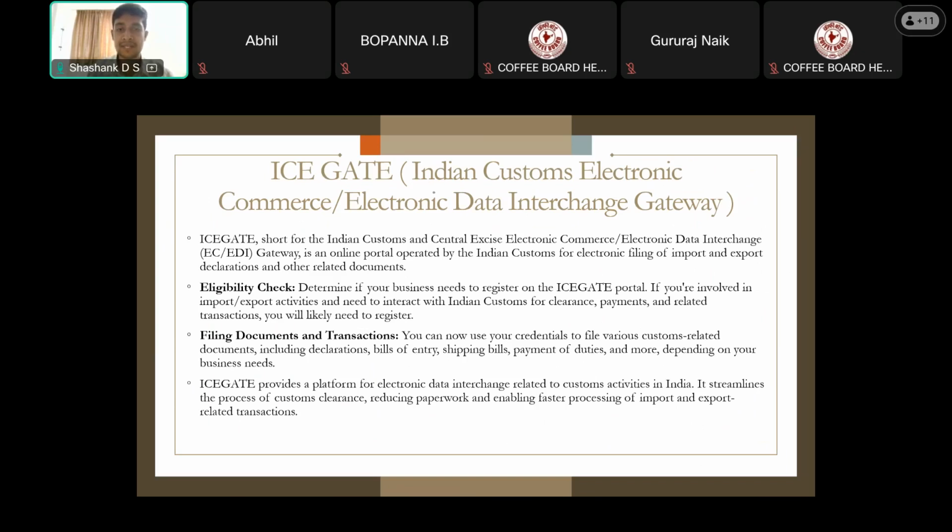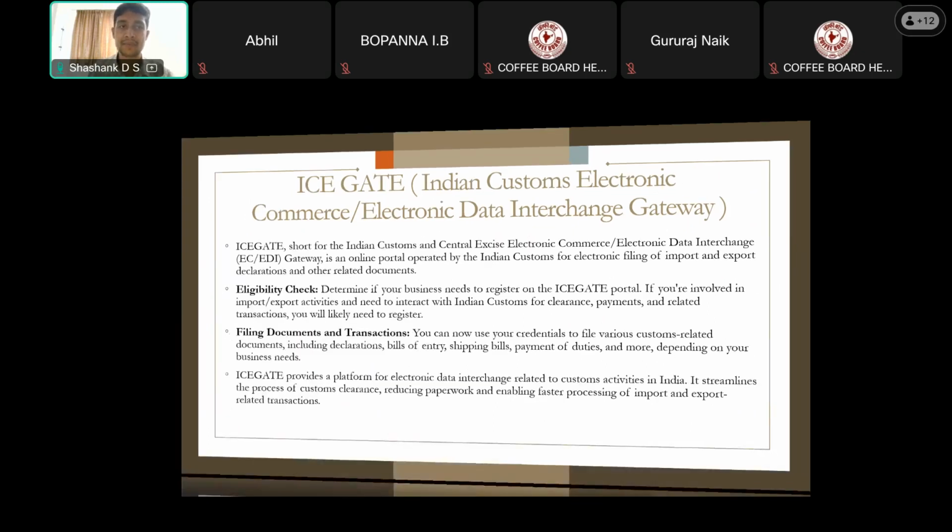So various documents like shipping bills and bills of entry, all these details will get updated in this portal against our account for the transactions that we have done in case of import and export. So it is a very important account, which is mandatory for any importer or exporter.